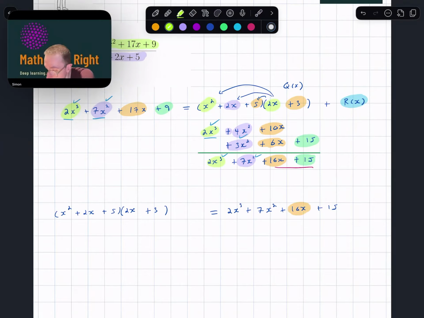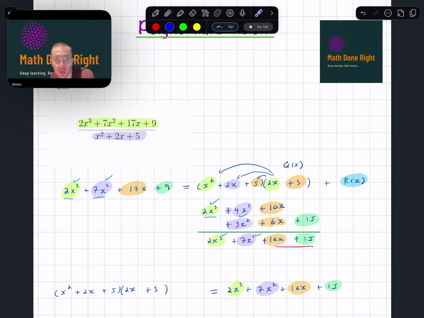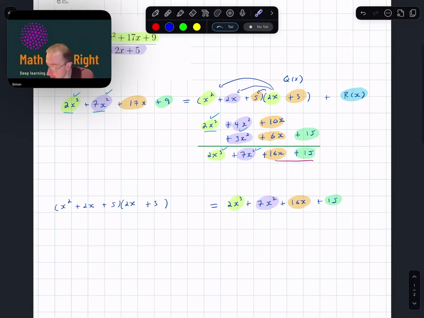We have the first two right, and the last two are off. So what do we do? This is where the remainder comes in, right? This thing is not a factor, right? This x squared plus 2x plus 5 is not a clean factor of this, so we're going to have a remainder. We're going to have to add a remainder to make them equal.